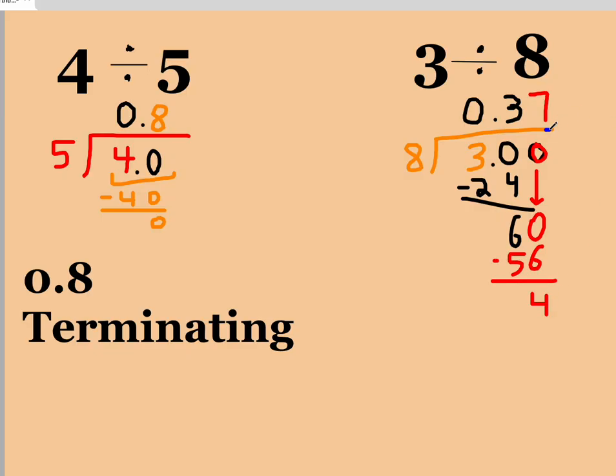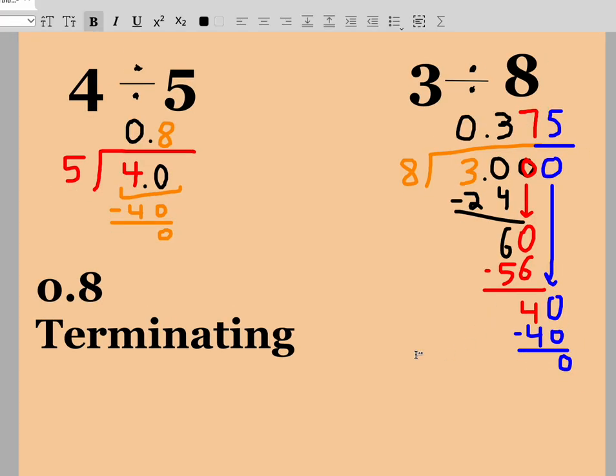Again, got to keep going so I can extend the vinculum there. Go straight down. 8 goes into 40 5 times. So I subtract the 40, and then I get nothing left. 0.375 or 375 thousandths is my final answer.